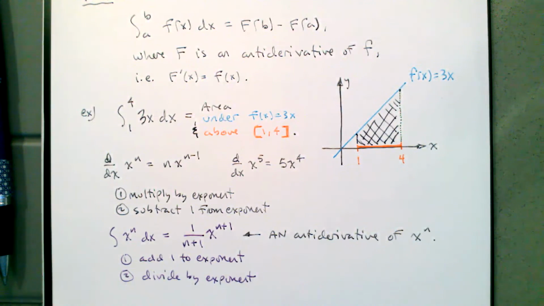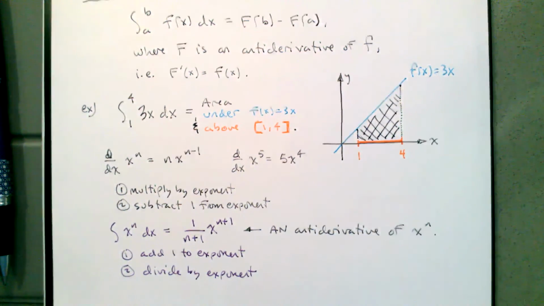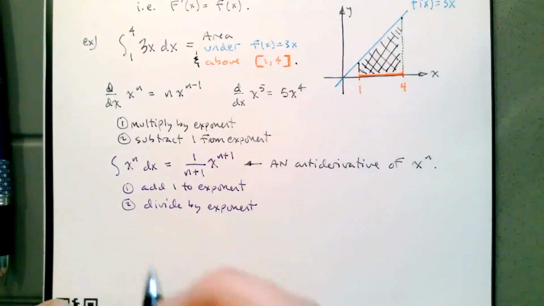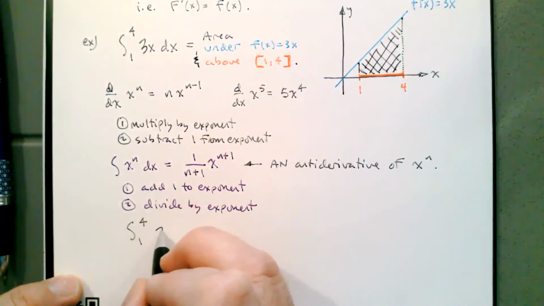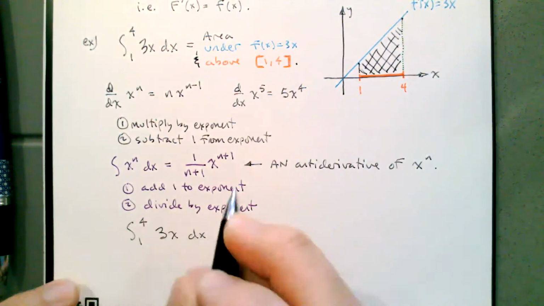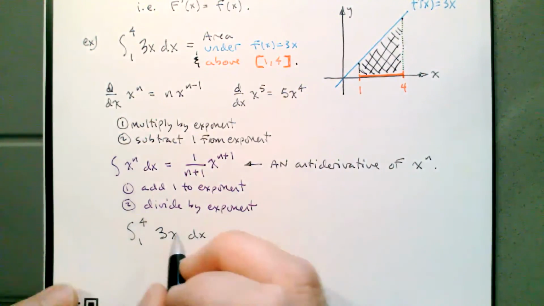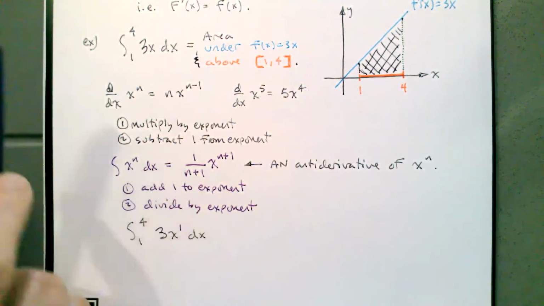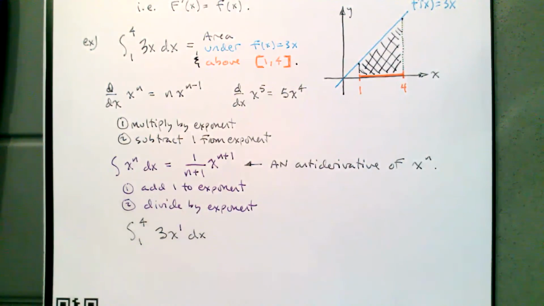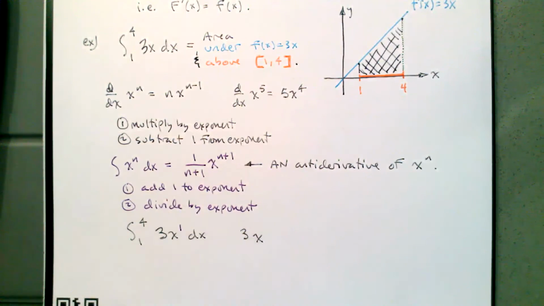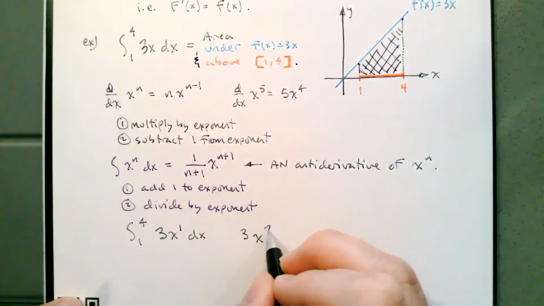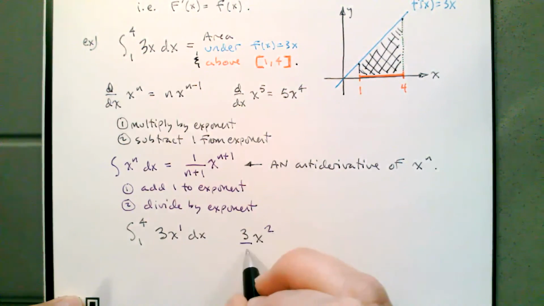So yesterday, that's what we did with this 3x when we found the antiderivative of 3x. We read the 3x as 3x to the first power. So if I want to calculate the integral from 1 to 4 of 3x dx, I'm reading the 3x as 3x to the first power. So my antiderivative is going to be 3 times x to the 1 plus 1, which is 2. And then we'll divide by the new exponent of 2.